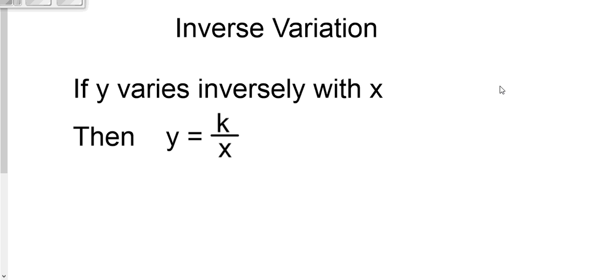All right, in this example, we're going to look at inverse variation. We looked at direct variation before, where y equals k times x. In inverse variation, if y varies inversely with x, then y equals k divided by x. And remember, k is that constant of variation. So we're going to teach you how to solve for k and write the equation and a few other things in this example coming up.